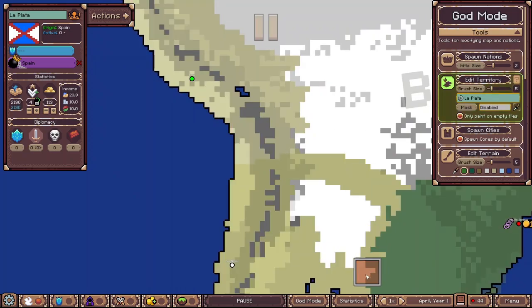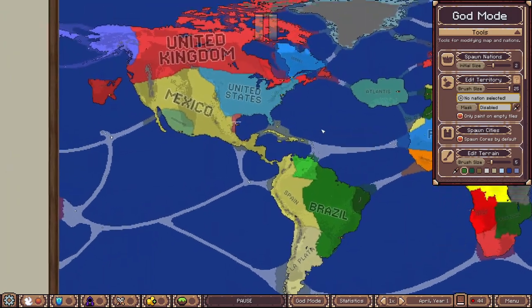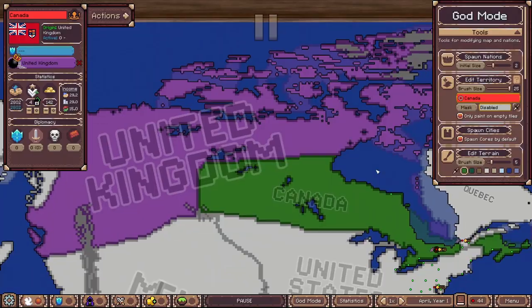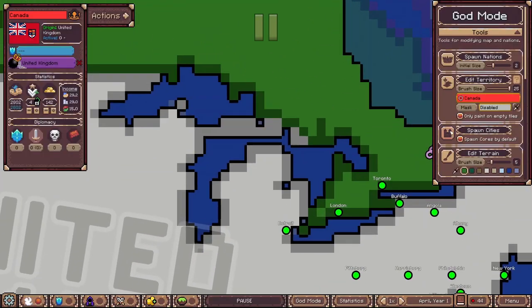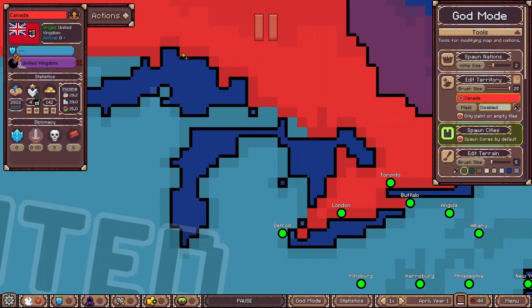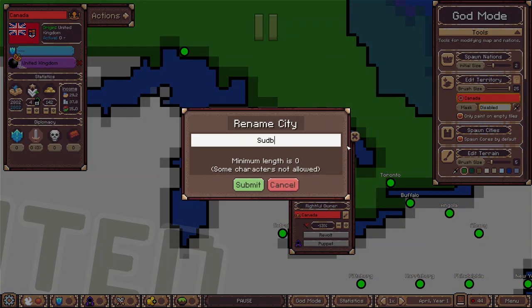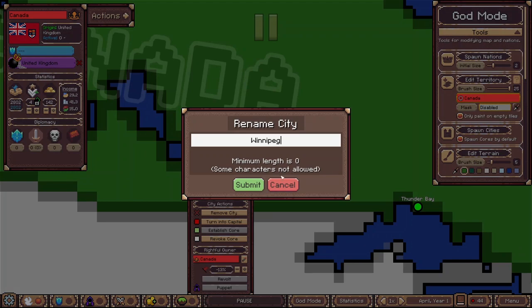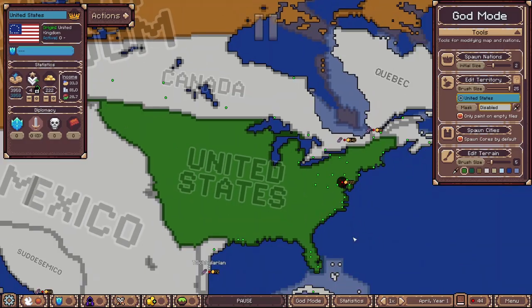In 1790, the rest of South America was claimed. In 1799, more people started to settle in Canada, so the British let it expand. New cities were built like Sudbury, Thunder Bay, Winnipeg, Saskatoon, Regina, and New Exeter.